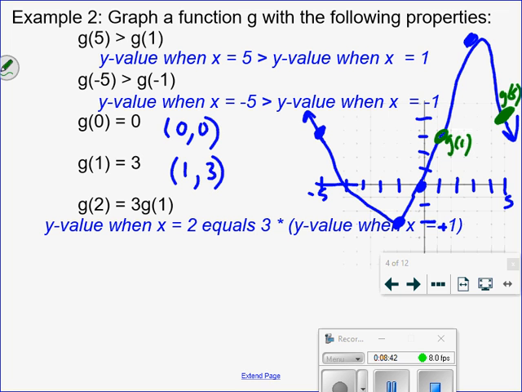Next one says that the y-coordinate when x is negative 5, that'd be over here, is greater than the y-coordinate when x is negative 1. That's right there. So g of negative 5 had to be bigger than g of negative 1, and it is because it's higher up. The y-coordinate's bigger. The last one, and this is probably the most confusing, says that the y-coordinate when x is 2, which is right up here, has to be 3 times as big as the y-coordinate when x is 1. So since the y-coordinate when x was 1 was 3, the y-coordinate when x was 2 had to be 3 times as big. So it had to be up there at 9.